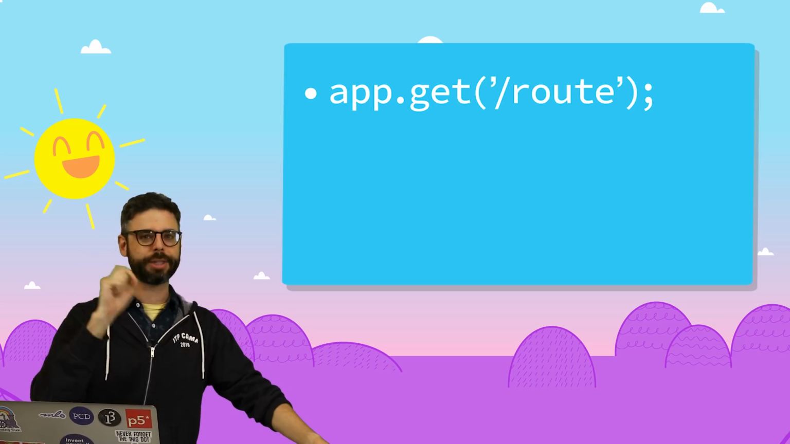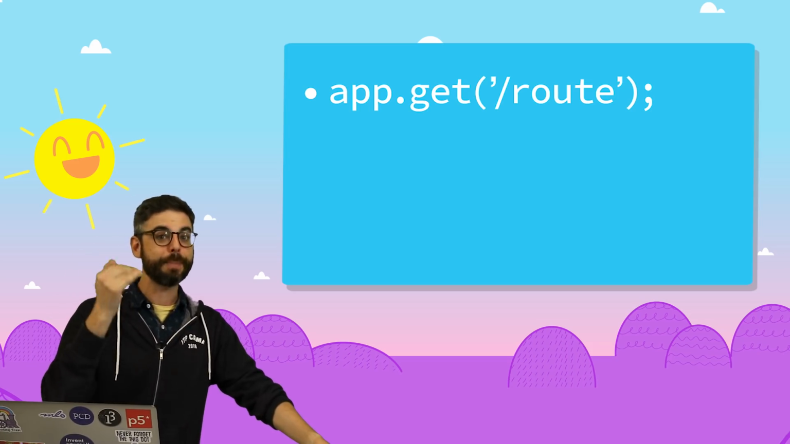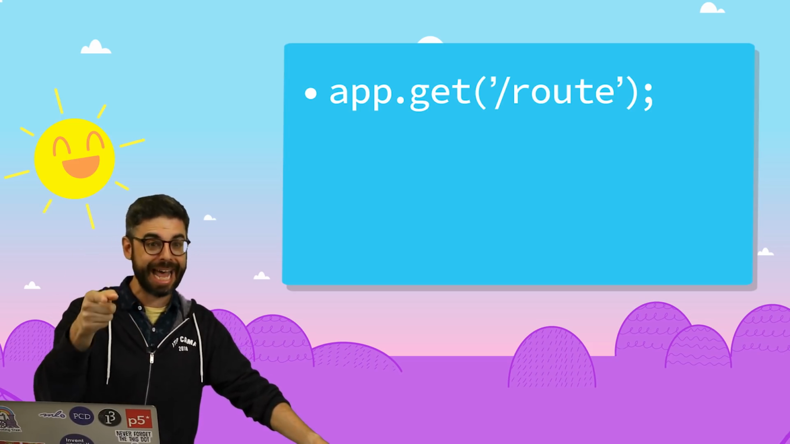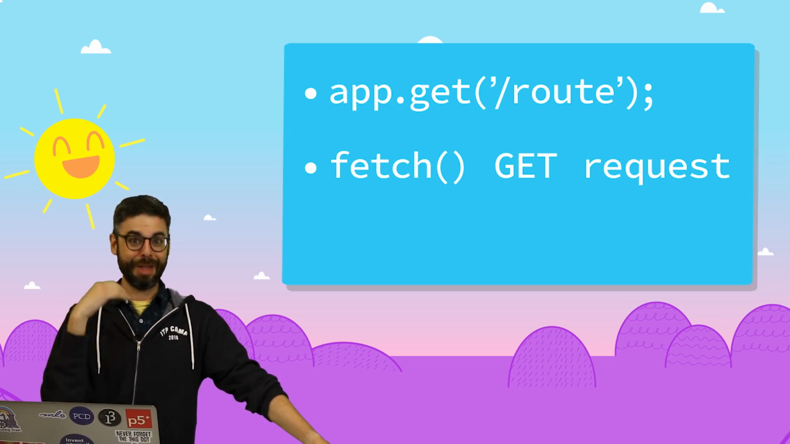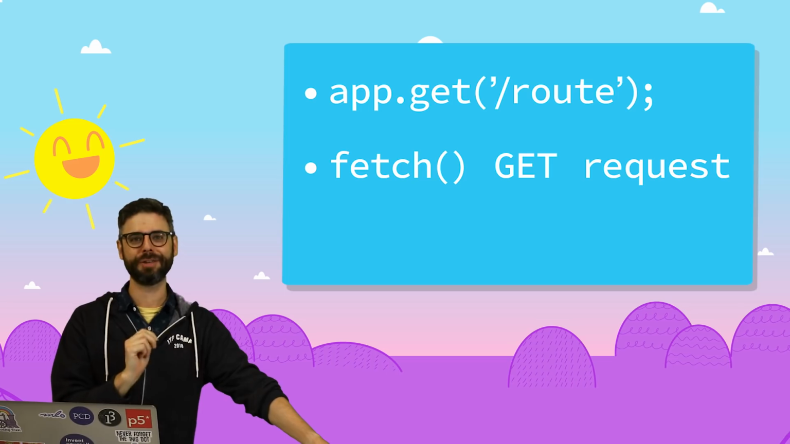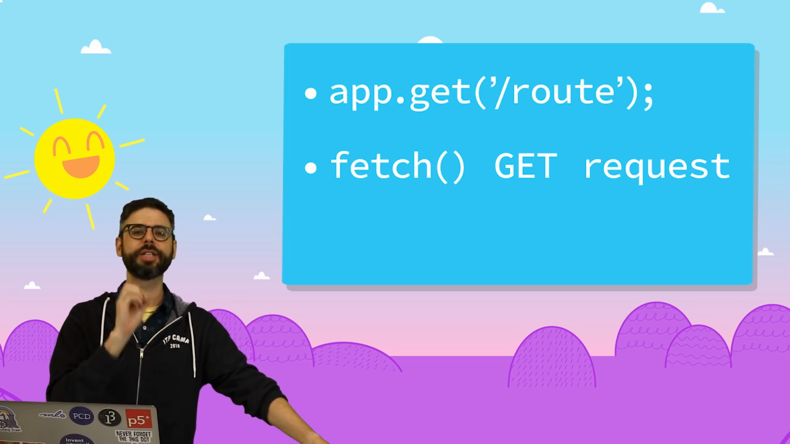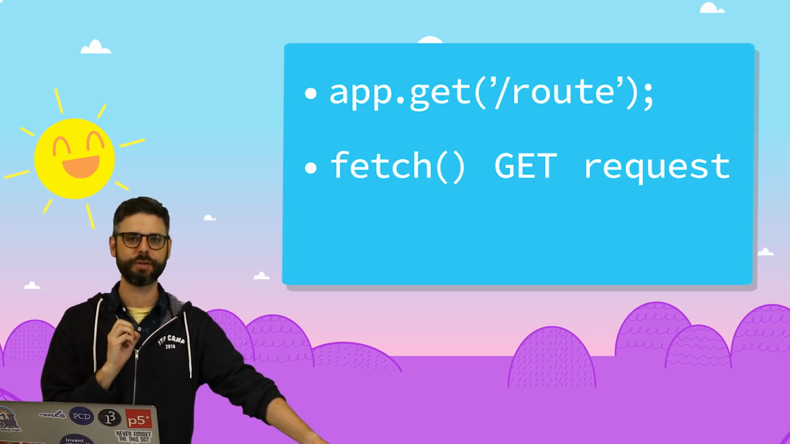I need to look at routing again, so I need a new route in my server, but instead of app.post, I want to use app.get. And then I'm going to need to use the fetch function again, only this time I'll go back and use the simpler version of fetch for a simple get request, just to get information from the server itself.